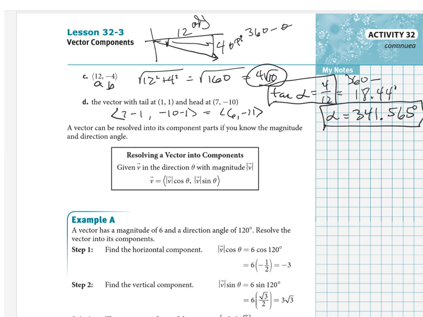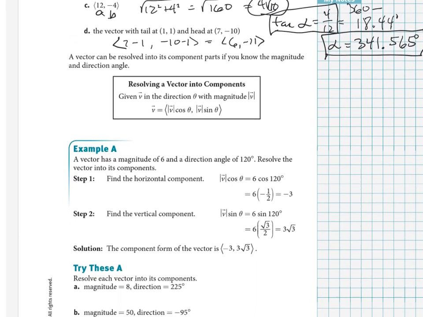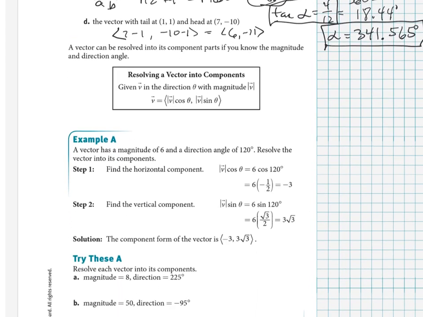Now, the second thing we're going to do today is called resolving a vector into components. And you can see that the formula is right here. So x has always gone with cosine and y has always gone with sine, and that's what this is. Now remember, this symbol is magnitude.